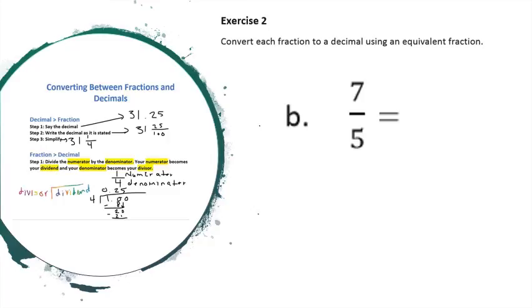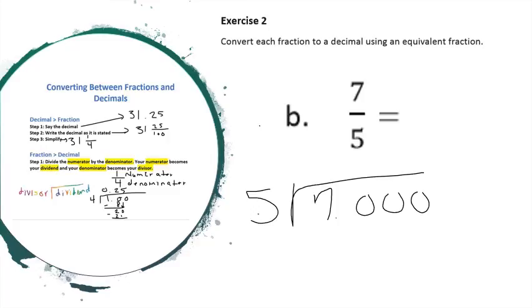So I know the problem says to convert each fraction to a decimal using equivalent fractions. However, I'm not a big fan of that strategy, so I'm going to solve it the way that we've been solving it. So again, make sure you put your numerator on the inside, that becomes your dividend, denominator outside, that becomes your divisor. Then just do long division. Keep going until you pretty much can't go anymore. If you realize you're going on for a long time, then I would stop.